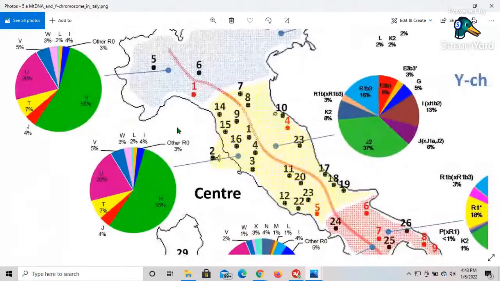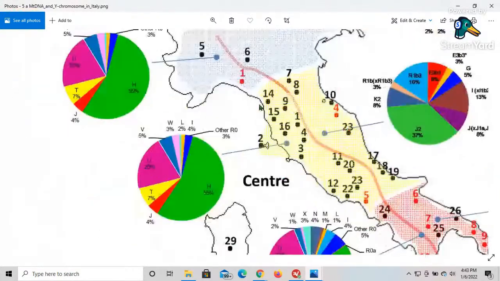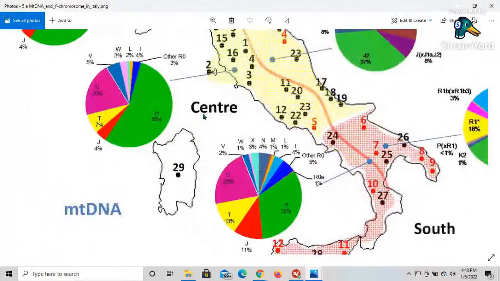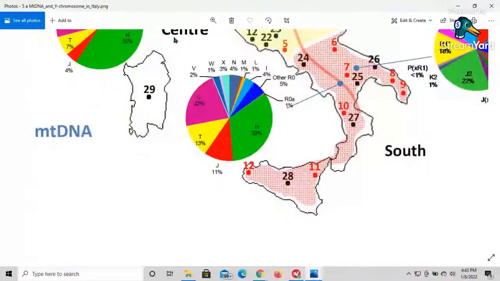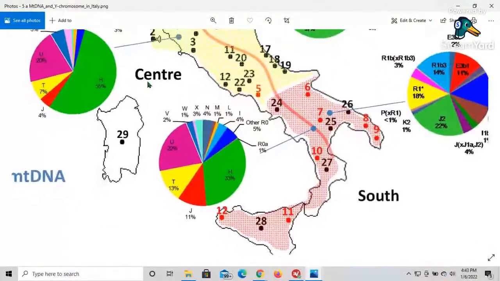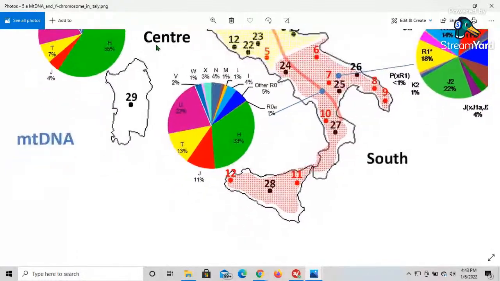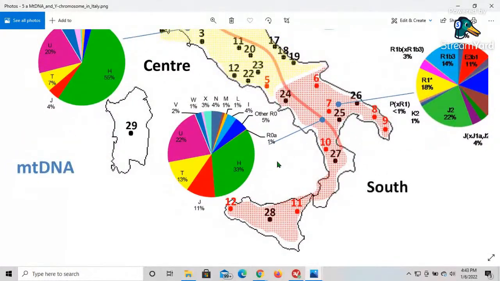Okay, so we have here, for example, Europe, 95% of the European population is Semitic mitochondrial DNA. So that's L is not Semitic. M is not Semitic.